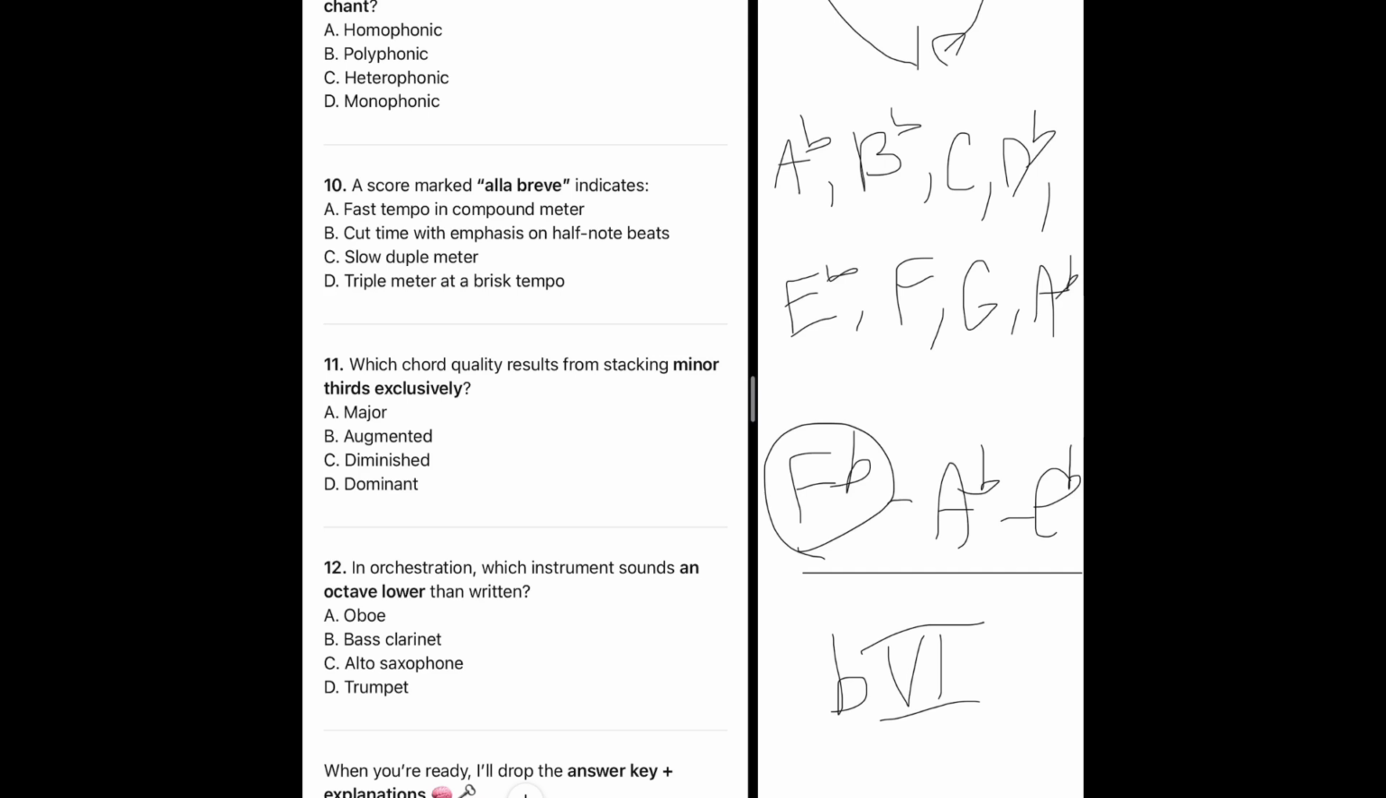There were times we talked about how music was very sacred, that it was in the churches at the time. The cantor would have to lead everybody in the music, which in a way makes sense. I'm gonna say monophonic, D. Cut time, I think, with emphasis on the half note.